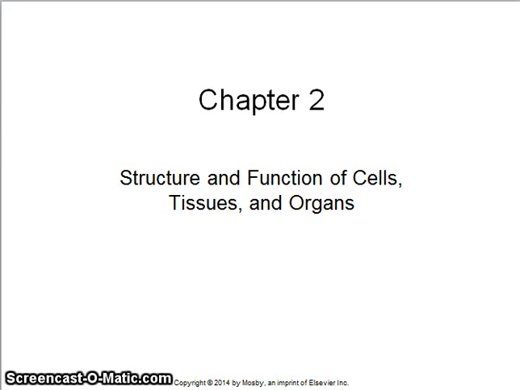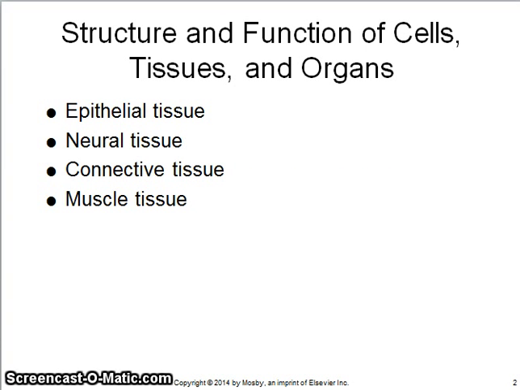Hello students, this is the lecture on Chapter 2 from your Histology and Embryology textbook. The structure and function of cells, tissues, and organs. First, let's go over some basic definitions.